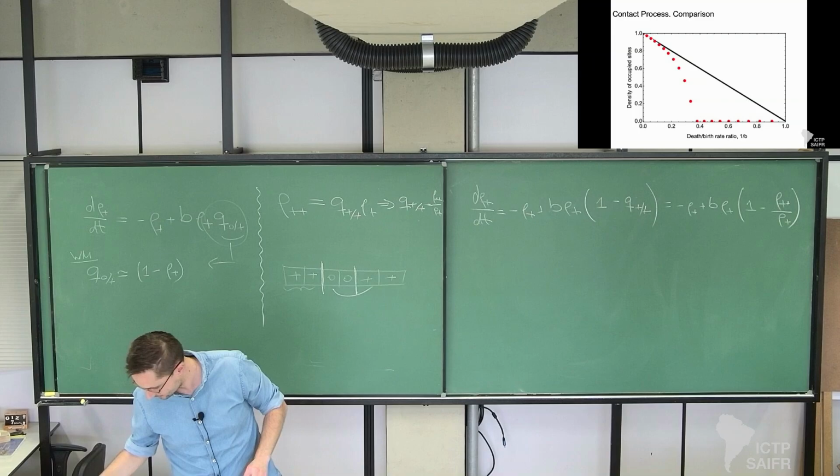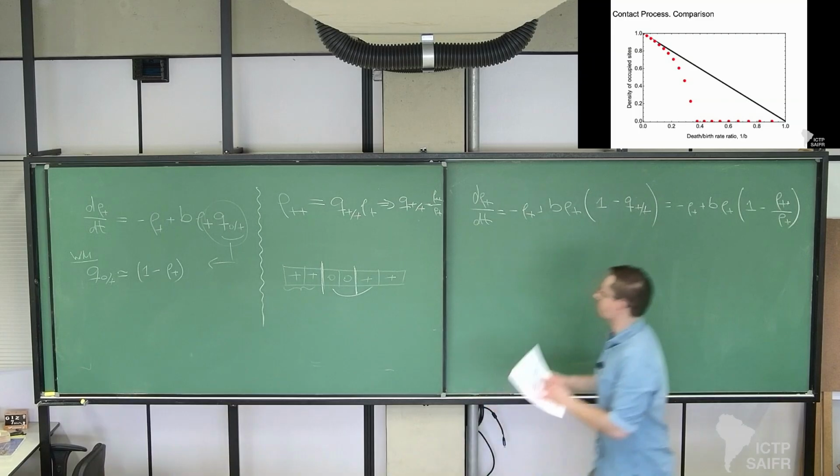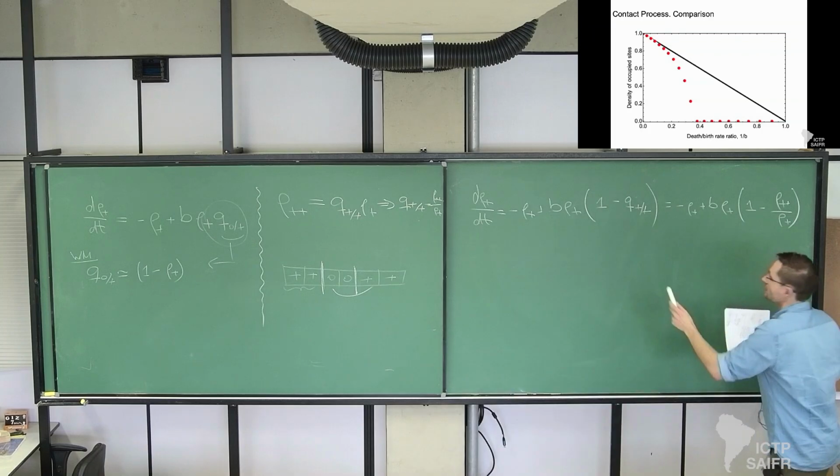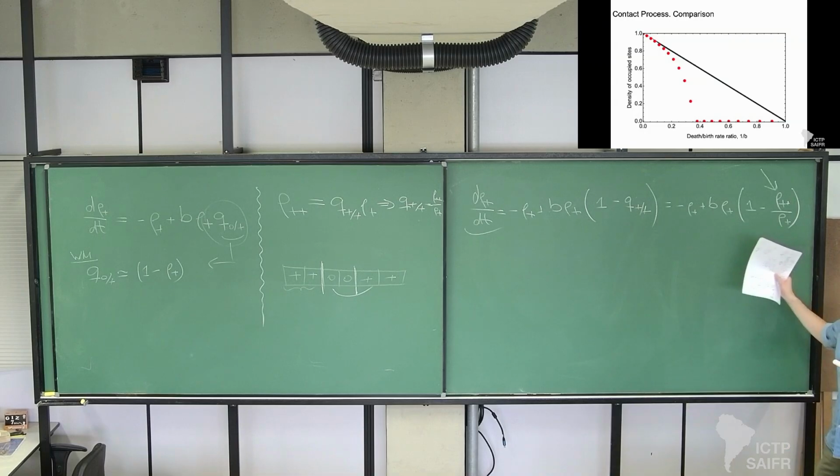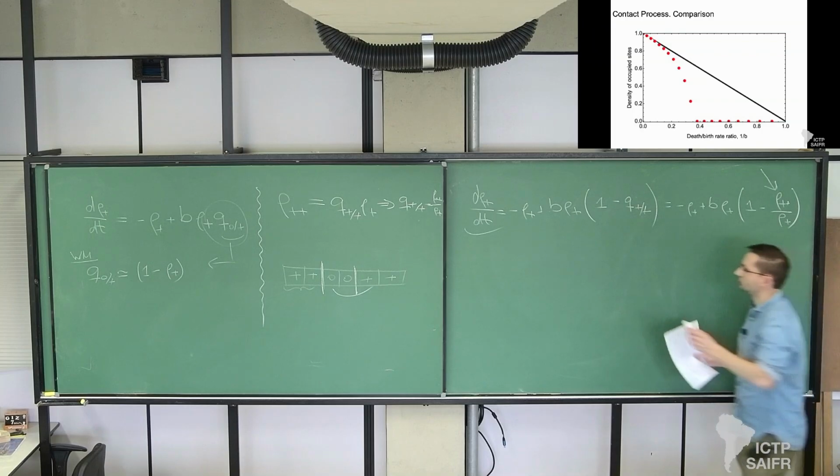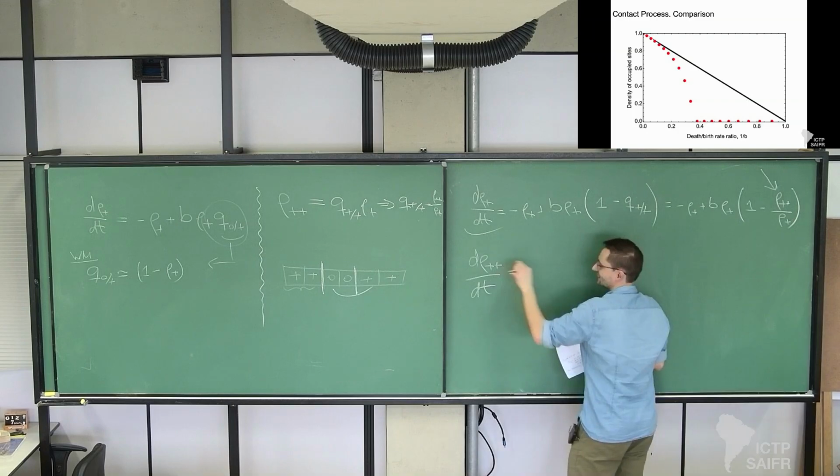So now, because I didn't take this assumption, I have an equation for rho plus, and as we were discussing yesterday, it depends on rho plus plus. So what I need to do is write an equation for rho plus plus. And this is where I need your neurons doing good connections.